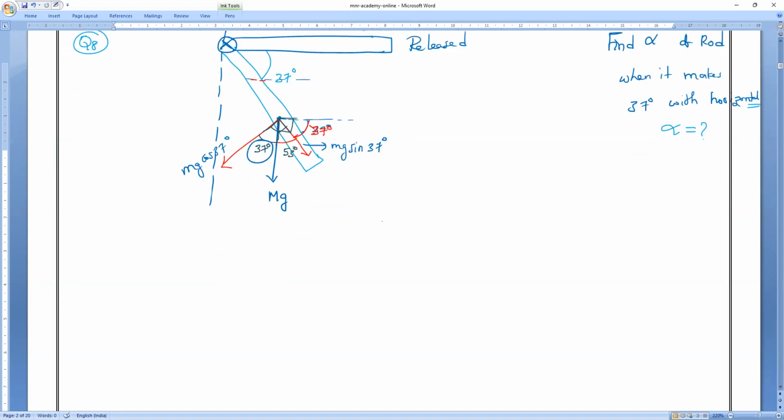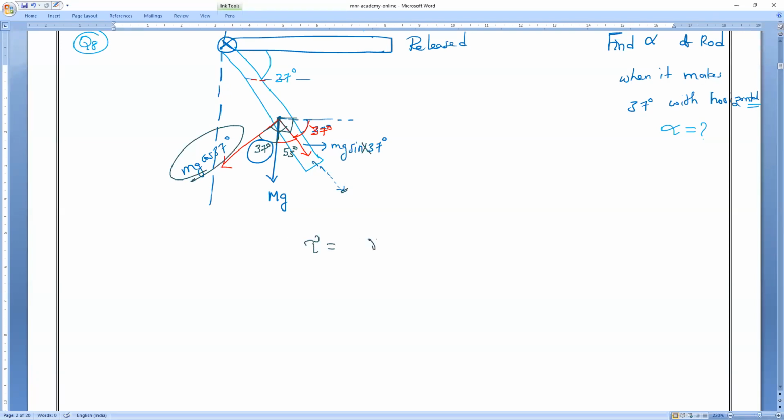So now which force will make the pulling? You can tell me, mg cos theta or mg sin theta. Because mg sin theta is acting along the axis, in the same direction, so the effect of that force is zero. Am I right, Pradosh? Can you hear me? So this force does not have any effect. So only which force will be acting here? mg cos theta. So that's all.